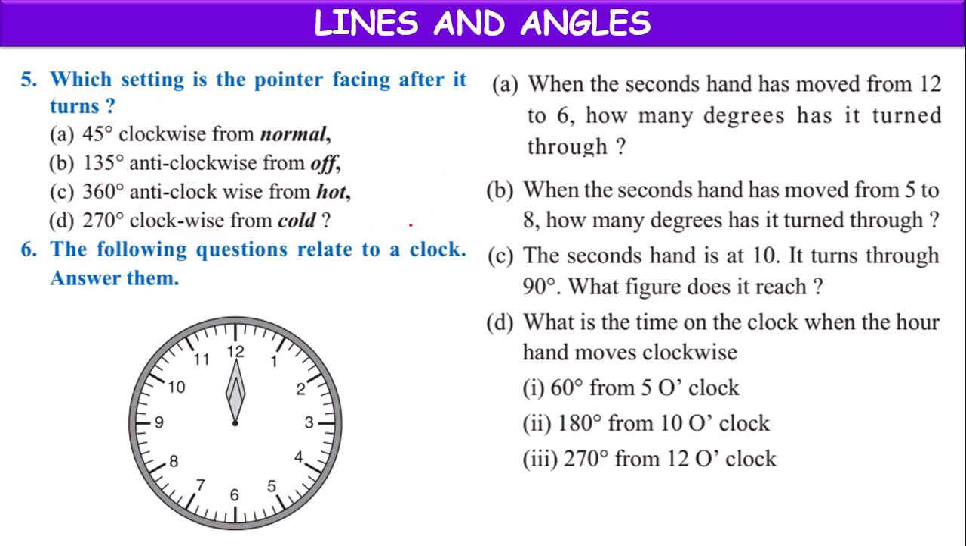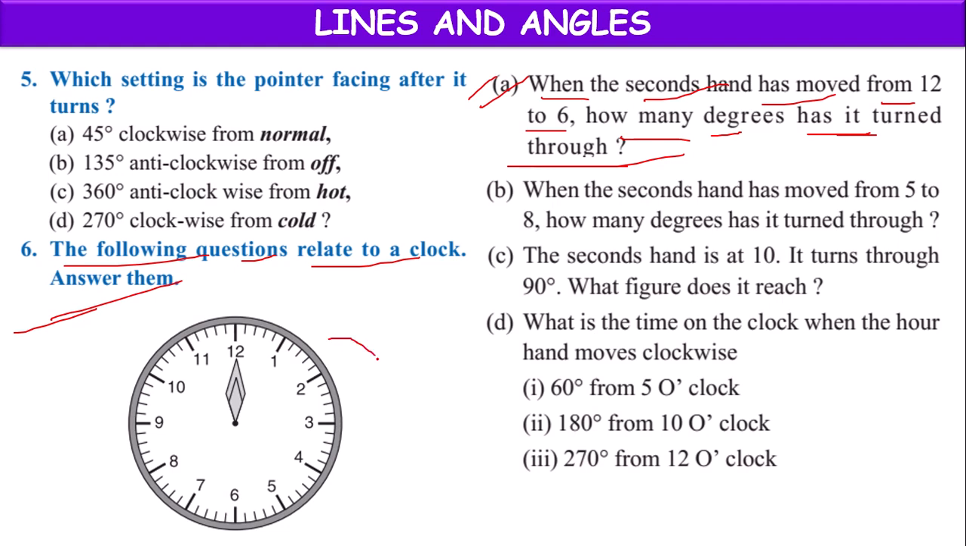Okay, children. Next. The following questions are related to clock. Answer them. Question A. When the seconds hand has moved from 12 to 6, how many degrees has it turned through? In a wall clock, the hands always move in clockwise direction. So if it is not mentioned, we have to consider that it is moving in clockwise direction.